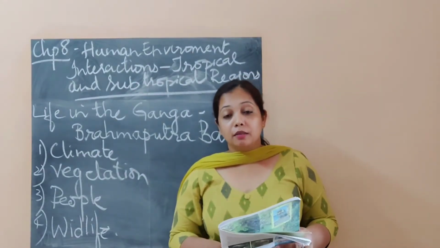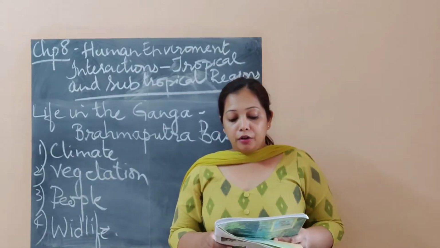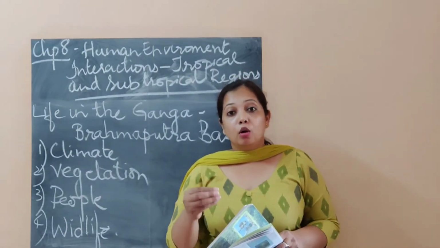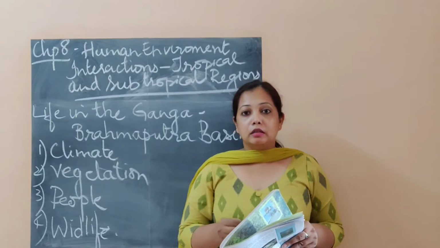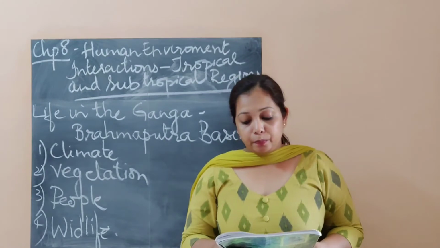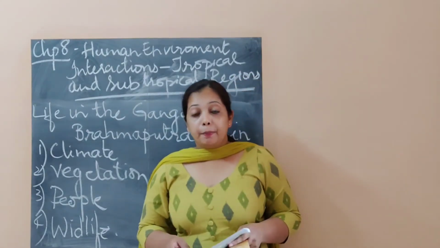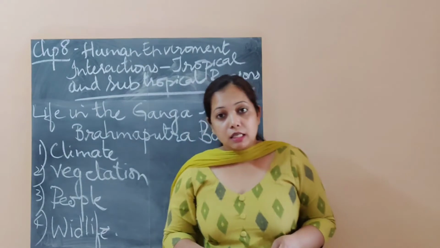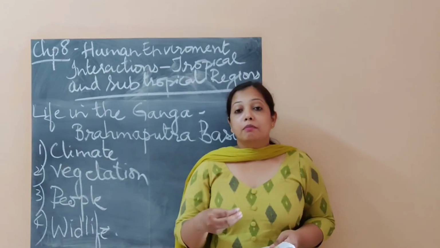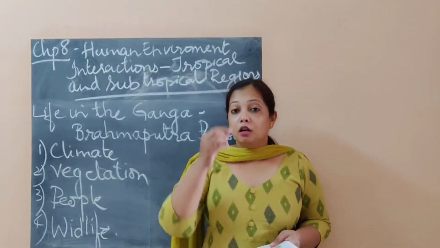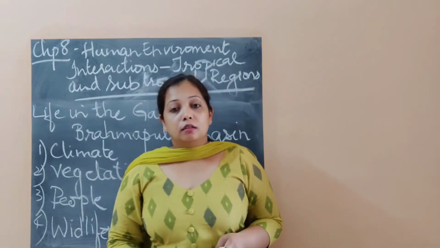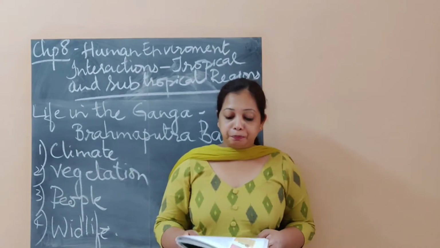The soil is fertile, and the main occupation of the people here is growing paddy, as I already told you, because there is a lot of water available, and rice requires a lot of water. Apart from paddy, they grow wheat, maize, sorghum, millets, and gram, which are different kinds of pulses and grains. Even sugarcane, a cash crop, and jute are also grown here.